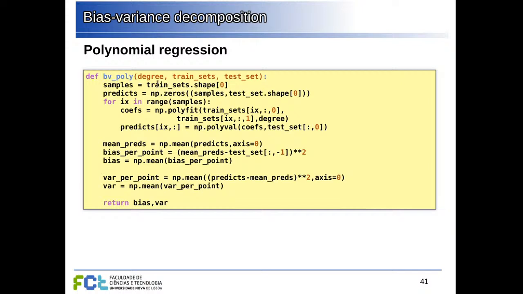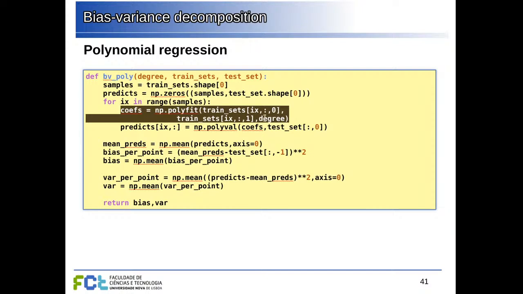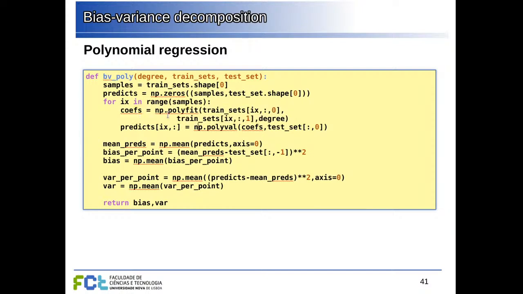So we have our training sets, which we obtained by replicating the original set using bootstrapping. We have a test set. This is a different set of points where we are going to measure all these errors. And what we're going to do is, for each replica, we're going to fit a polynomial of some degree. We have the degree specified here. And now we're going to predict the values for the test set using that polynomial.